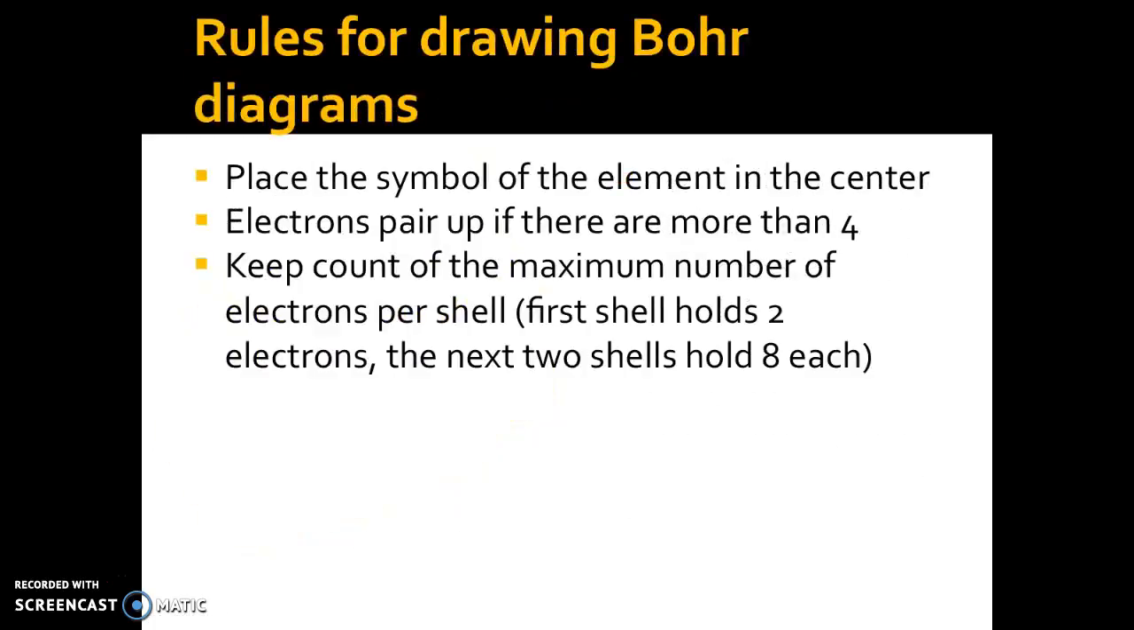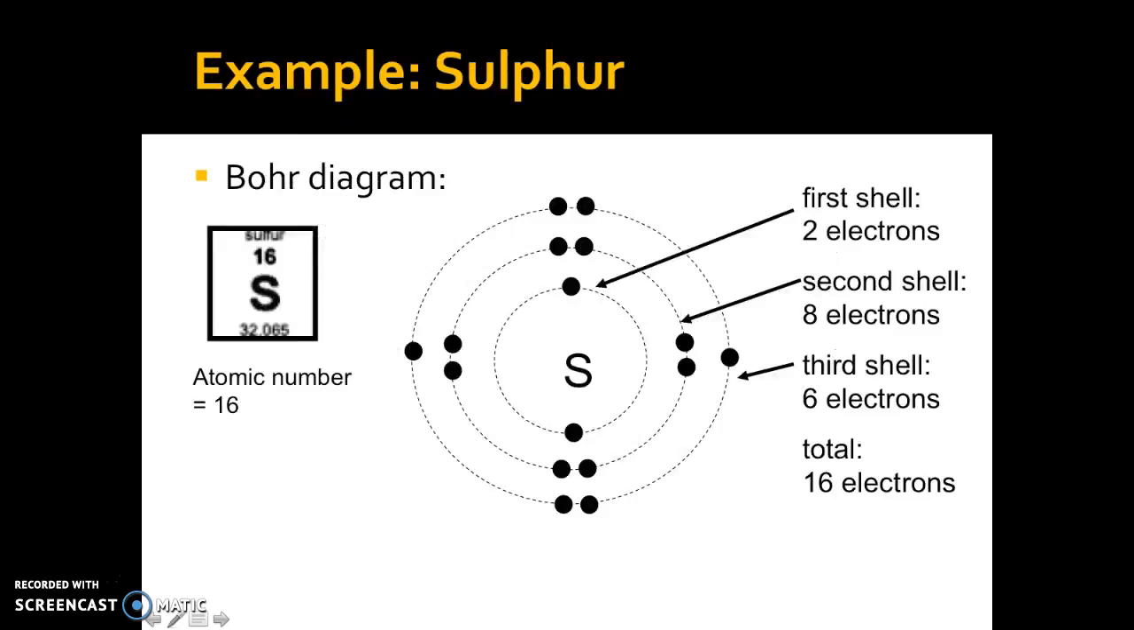So in order to create a Bohr diagram, you place the symbol of the element in the center, and you pair your electrons up if you have more than 4. And you keep counting for a maximum number of electrons for each shell. So the first shell again can hold 2 electrons, and the next shell can hold 8 electrons. So here's a diagram.